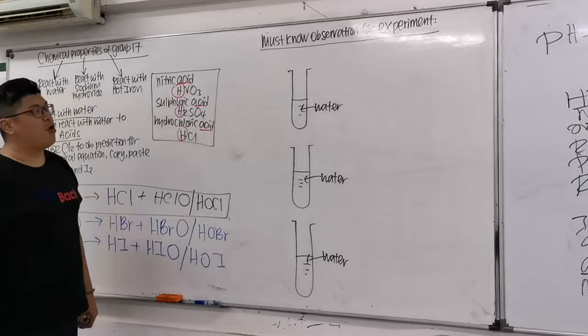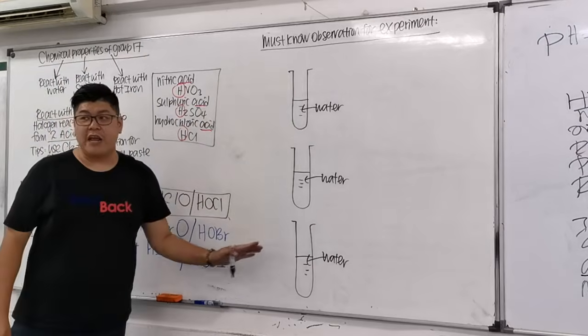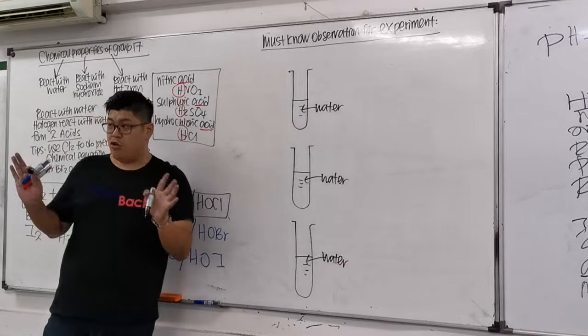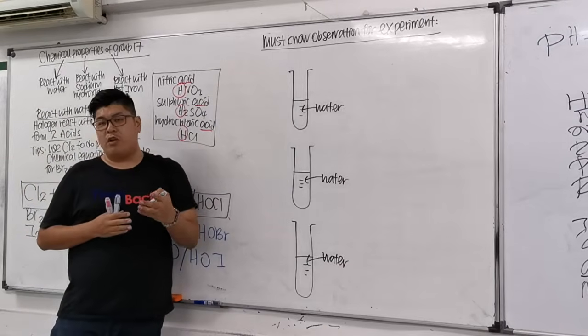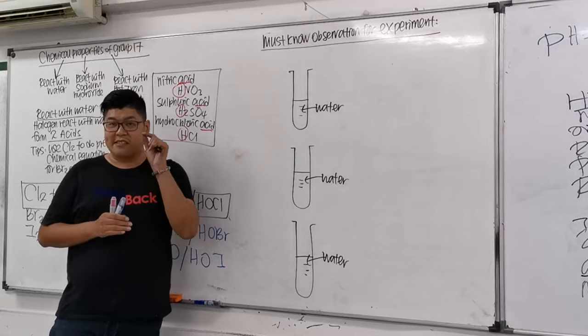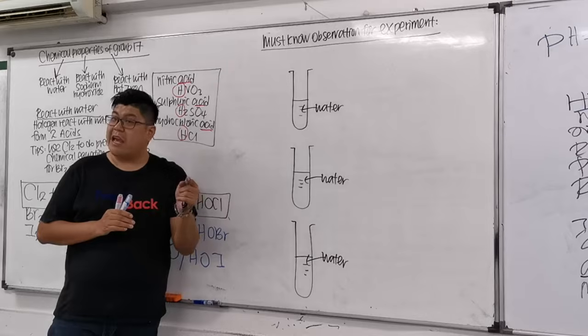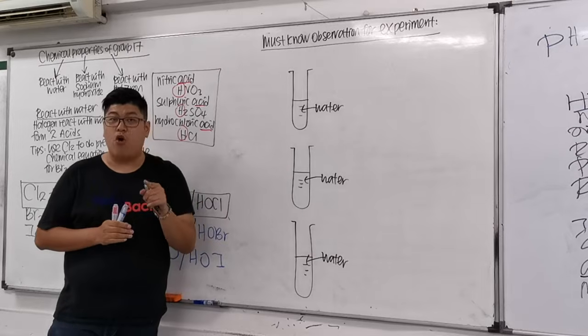Okay guys, I want to do 3 halogens, chlorine, bromine, and iodine, and I want to hear from you. The first halogen is called chlorine. You can check your notes, no problem. Can anyone volunteer to tell me what is the state of chlorine? Solid, liquid, or gas? Gas. Chlorine is a greenish yellow gas.